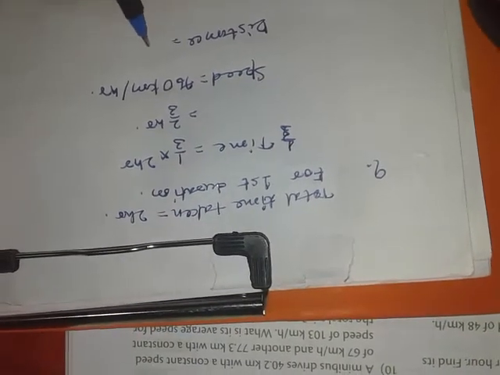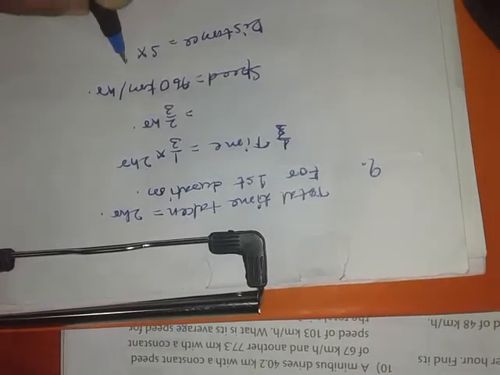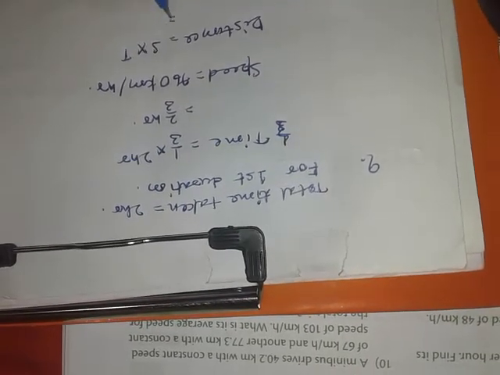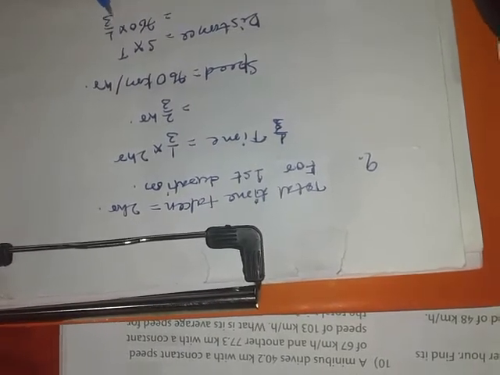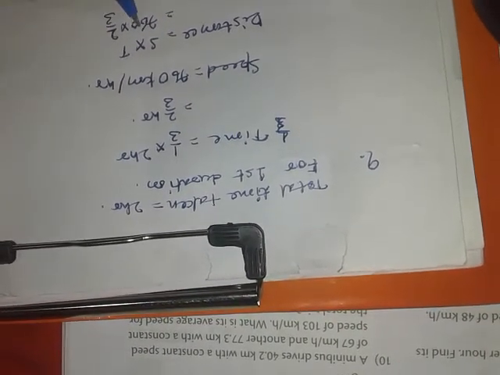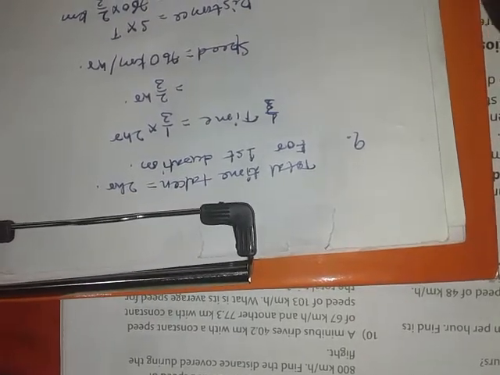Now distance equals speed into time. Here we multiply speed 760 into 2 by 3 kilometer. Since they don't have any common factor between them, to multiply it, it is 1520 by 3 kilometer.